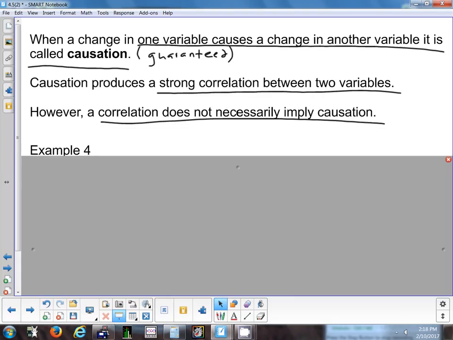Okay, so what we're going to do is look at some examples, and I'm going to have you read it and see if you can tell me whether the two things I'm talking about are correlated, meaning that there's likely a relationship but not guaranteed, or is it a causation? If one thing happens, the other thing happens automatically, no question. And I already kind of hinted at one of them.